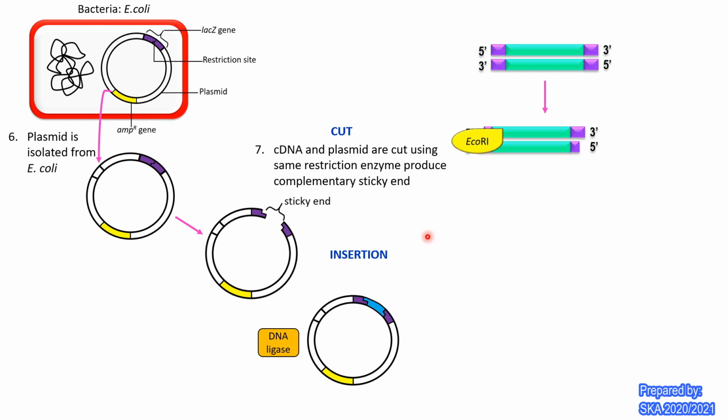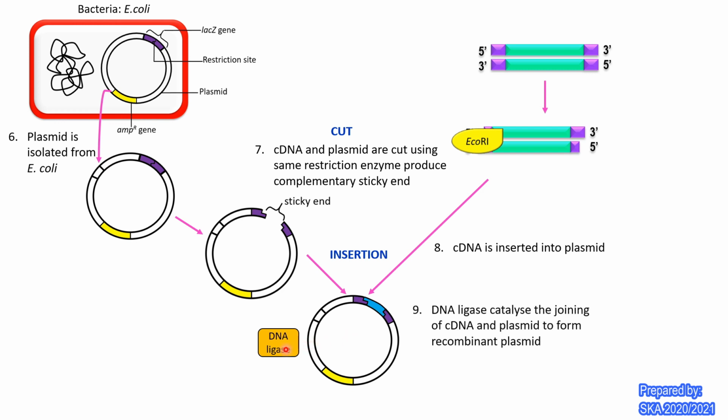The third step is insertion. During insertion, this cDNA is inserted into plasmid, open plasmid. And what will happen? DNA ligase will catalyze the joining of cDNA and plasmid so that it will form recombinant plasmid.